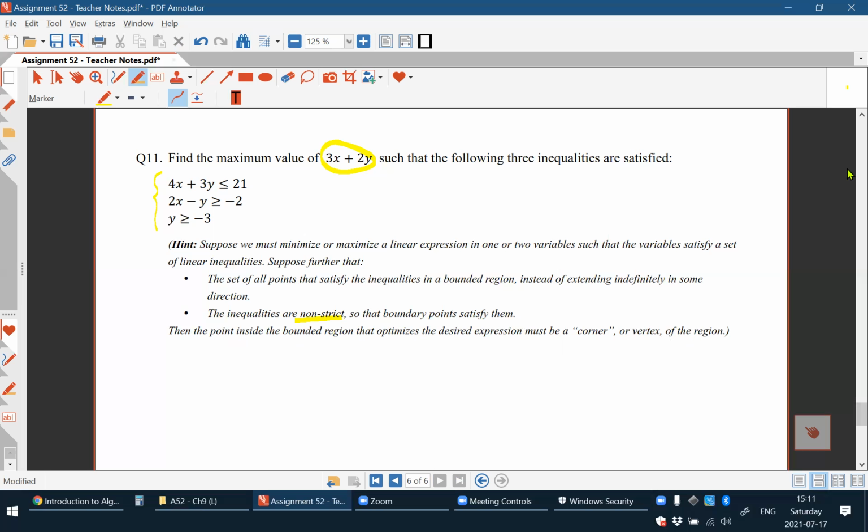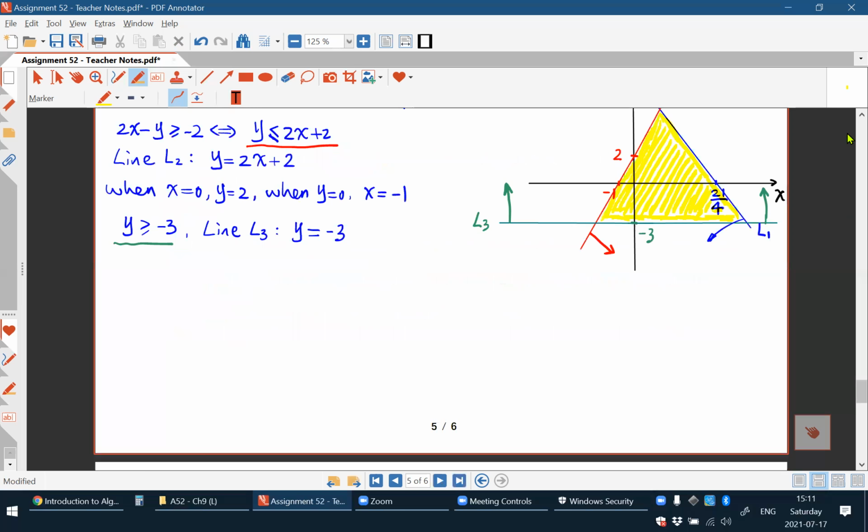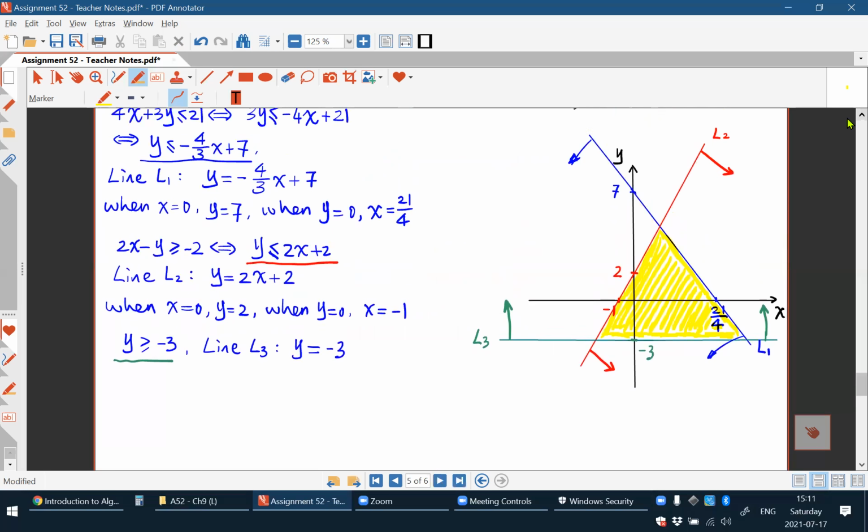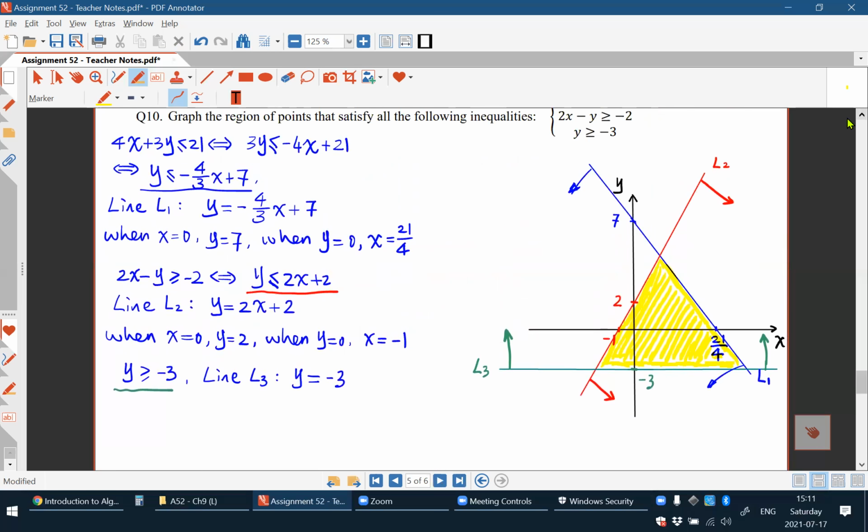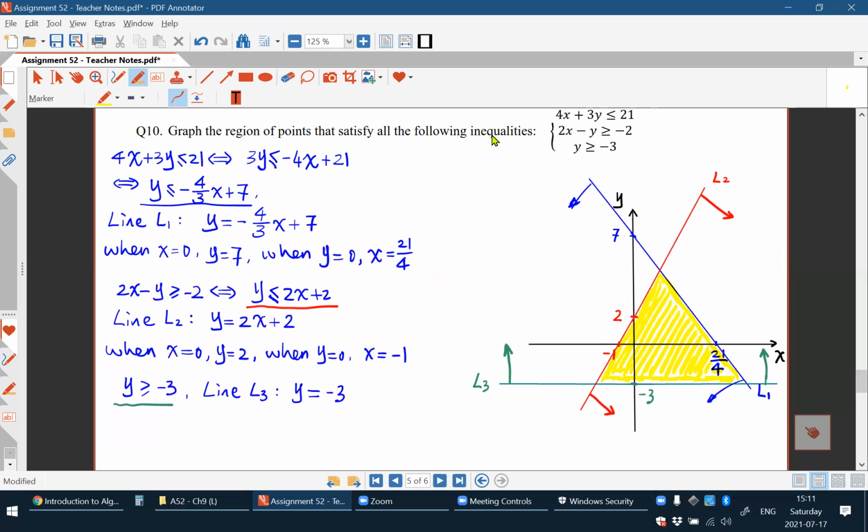Okay, so what does this mean? This means in order to find the maximum value of 3x plus 2y, first of all, we need to find the constraint area according to the given system of inequalities, right? Specifically in this question, the shaded area or the shaded constraints is the yellow region here, okay? And then the hint tells us that the optimized value can only be achieved in the corner case, in the corner or in the vertex. That means 1, 2, 3, three vertices, right?